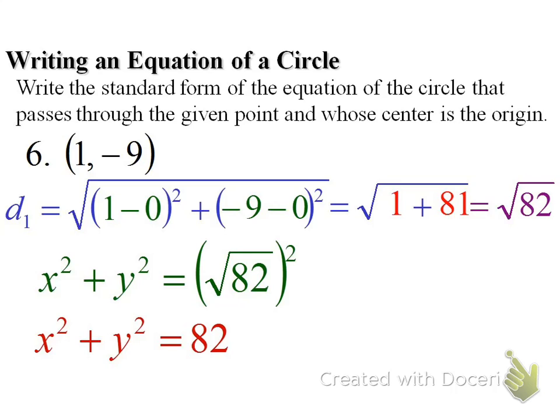Will it always turn out like that? Sometimes it will be a whole number. Like we looked at somewhere the radius was 2, so you had a 4. So no, it won't always have a square root and a squared, because sometimes your distance will work out to be a perfect square.